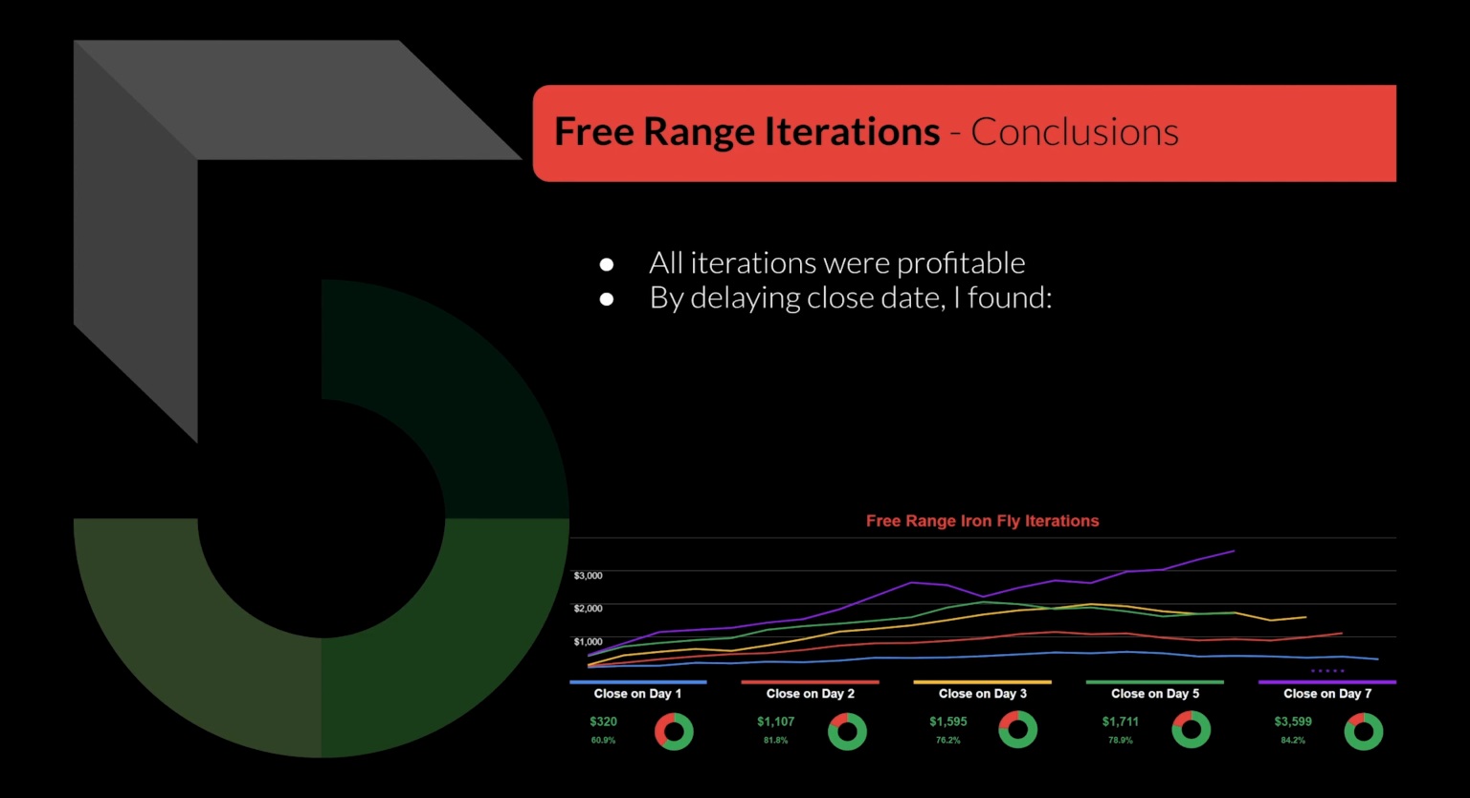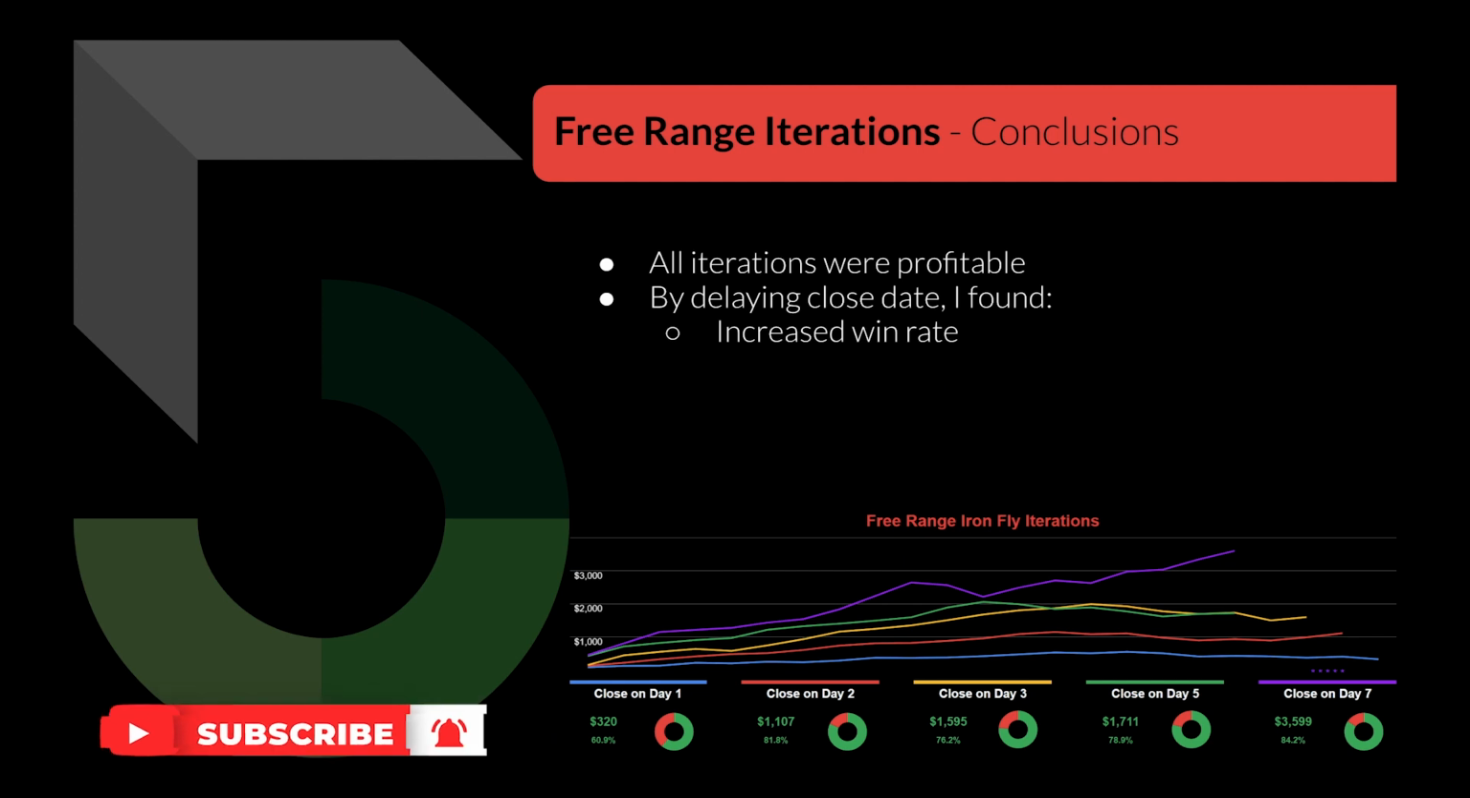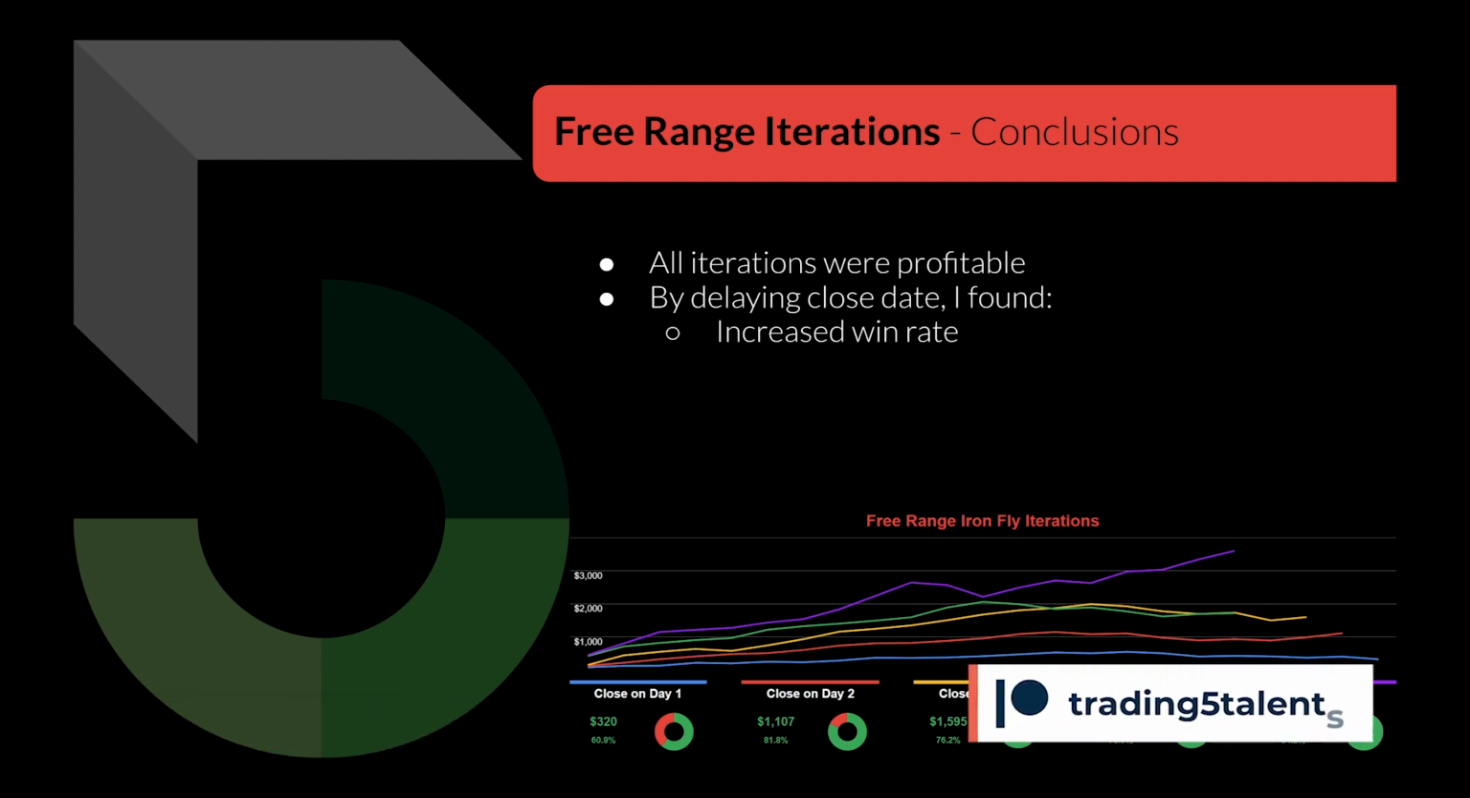By delaying the closing date of each of these iron flies, here's what I found. First of all, there's just an increased win rate. You can see with the blue bot, the day 1 close, 60.9%. Day 2, 81.8. Day 3, 76.2. Day 5, 78.9, and then day 7, 84.2. So it's not a perfect correlation, but you can see that if you close just on the first day, you don't win very much. You close on the very last day, you win a lot more. So overall, there's an increased win rate by delaying the close date.